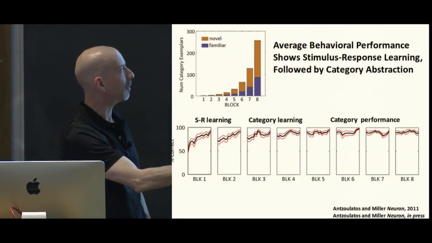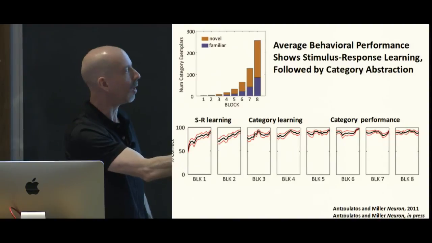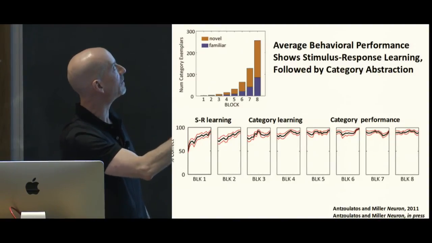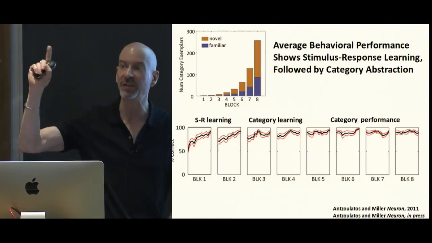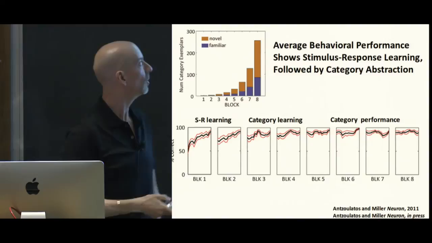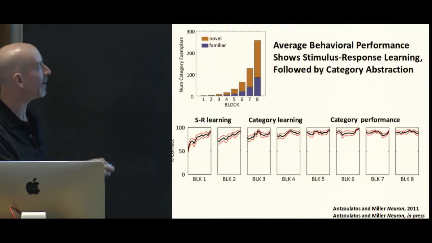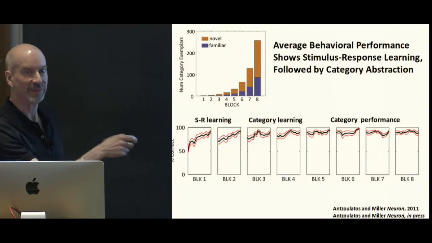So out here, block 7 or 8, especially block 8, the monkey is at 90% correct from trial 1, even though the monkey's seeing a pool of 256 exemplars. Many of them it's only seeing one time on one trial, yet it still knows the category as soon as it sees it. So we can identify these 3 learning phases: SR learning, category learning, and finally category performance, where it got the category.